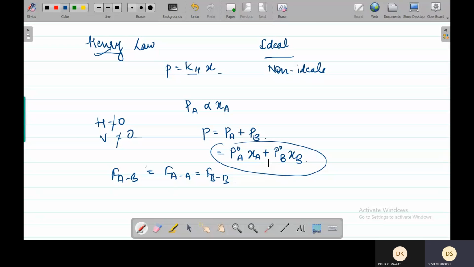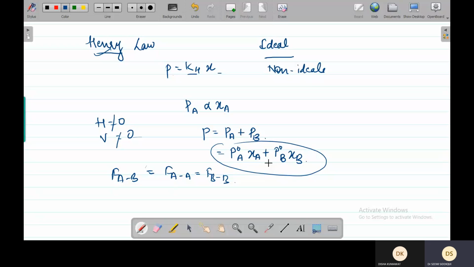Next terminology which we have over here is the azeotropic mixture, which we also call azeotropes. Azeotropes are basically the binary mixtures which have the same composition in the liquid and the vapor phase, and they boil at a constant temperature. Now, what are the types of azeotropes? Minimum boiling azeotropes and maximum boiling azeotropes.